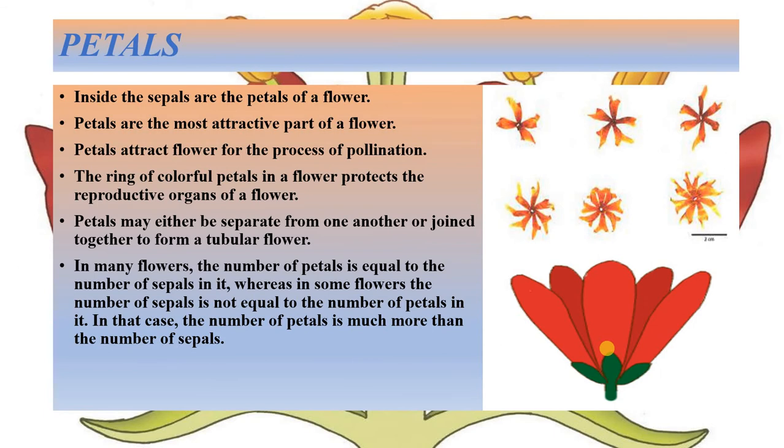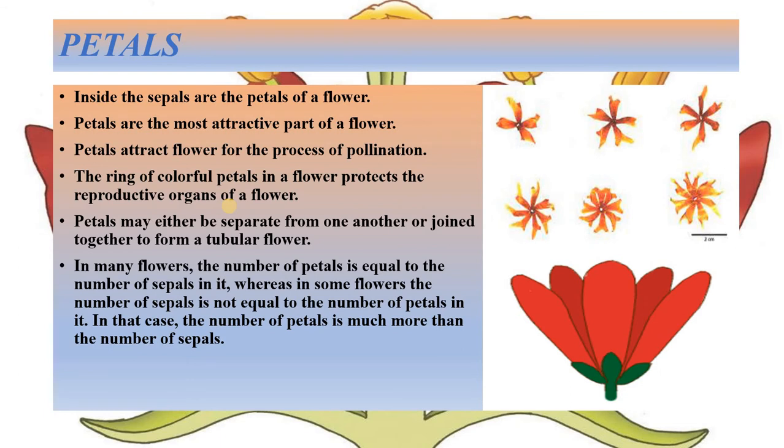One more piece of information I want to give you. The other name of sepal is calyx. In higher classes we will learn that the other name of sepal is calyx, C-A-L-Y-X, calyx. Now, next comes the petal, the second part of a flower.